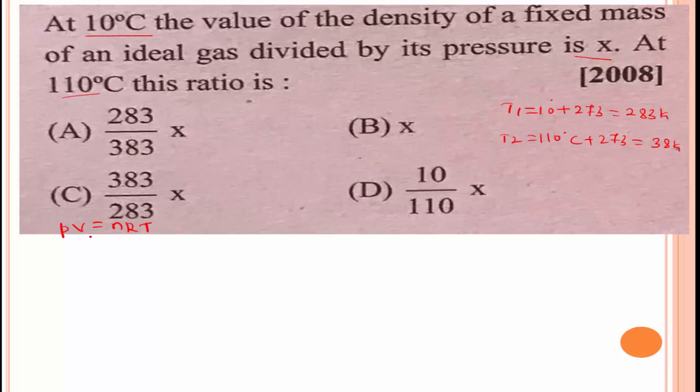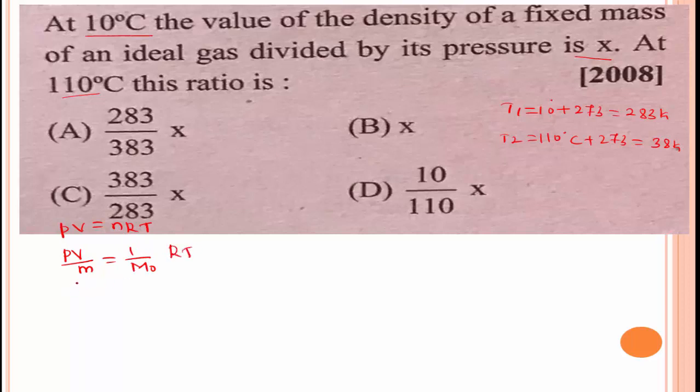Density means mass per unit volume. To find the density, we want the value of mass. Therefore, here this equation is divided by the mass. PV divided by M is equal to 1 divided by M naught. This is the n value. n is equal to 1 divided by M naught, RT.